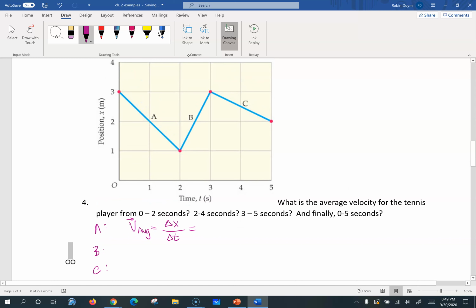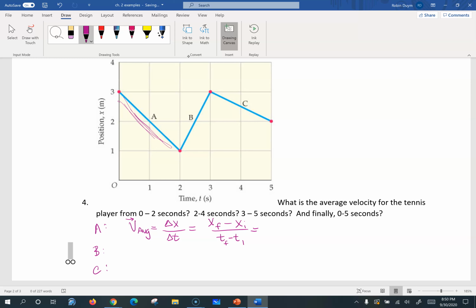So all you have to do is read those positions off of your graph, your final minus your initial, and then your time. So I'll do one for you, and then you should be able to do the next. You should anticipate looking at this: is this going to be a positive or negative velocity? Hopefully you notice that it's a negative slope, so you know that it's going to be a negative velocity.